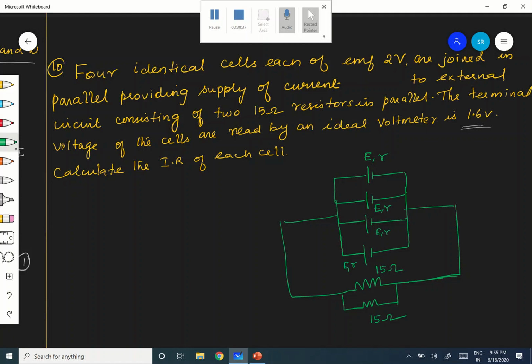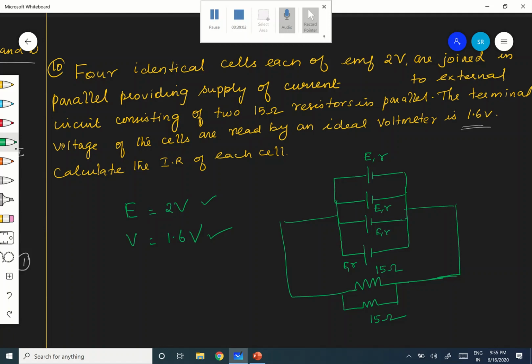What is E here? EMF is given: E is equal to 2 volt. Now, what is the terminal potential difference? V is equal to 1.6 volt. Fine, E is known, V is known. But what you want here is to find out the internal resistance.